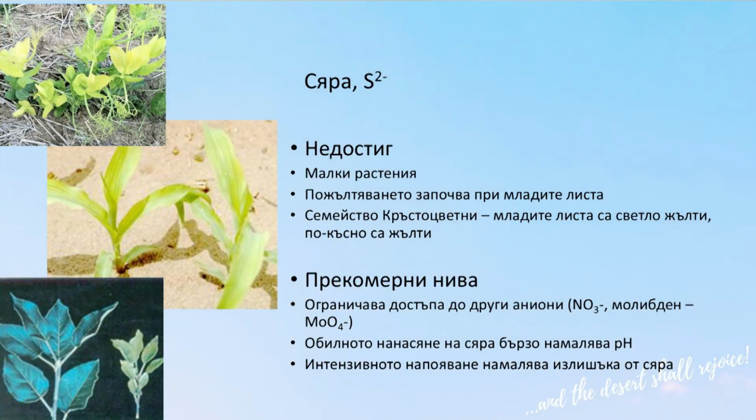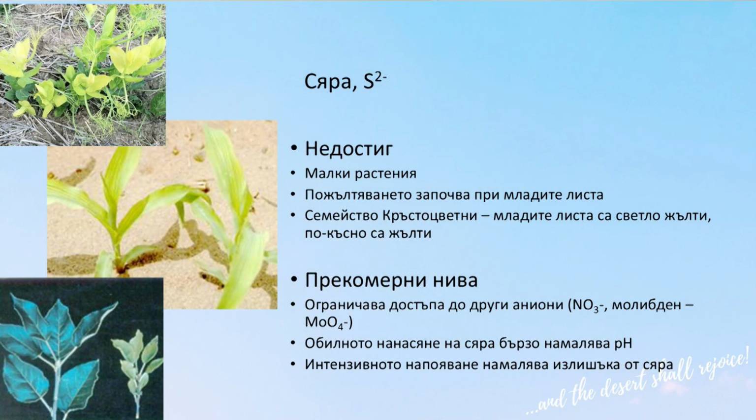If you have a deficiency, the plant is very small and yellowing starts at the young leaves. Let me check something, it's not written here, it's at the end. It's not movable in a plant. That is also important.